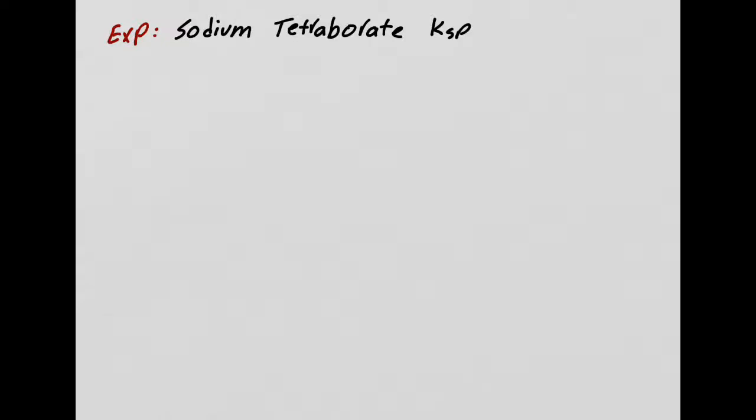Okay, so let's talk about the experiment that you're going to do, the sodium tetraborate KSP. Now, I love this experiment because it's going to tie together a lot of the concepts and techniques that we've been talking about this quarter. Now, what you're going to do in this experiment, I'm going to give you an overall idea. You're going to figure out the delta G, the delta H, and the delta S for the solution of borax.